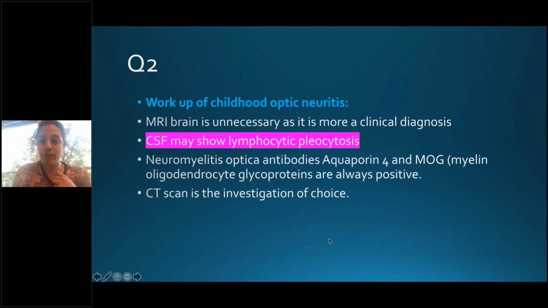Perfect. I didn't mention that, but it's probably by exclusion. So MRI brain is actually necessary to make sure there are no other associated conditions. Neuromyelitis optica is a condition that can present with optic neuritis, but you have an association of spinal changes, and normally you'd have aquaporin 4 positive antibodies, but they're not always positive, only if it's part of that condition. And CT scan is not the investigation of choice.